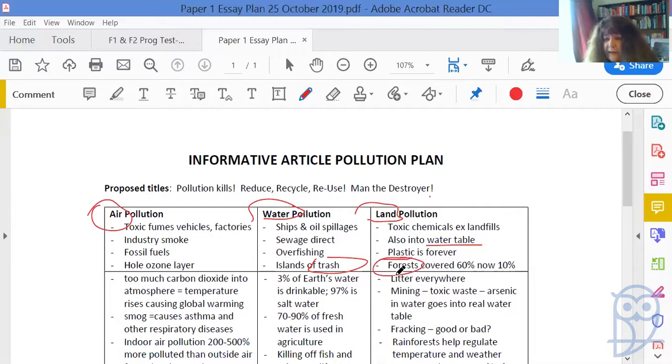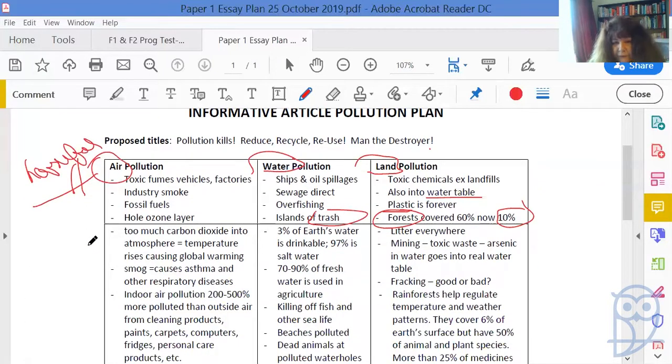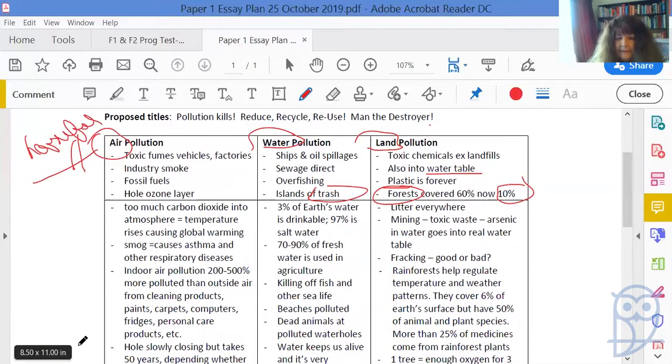And forests that covered 60% of the planet now only cover 10% and are getting cut down day by day. And trees are the only thing that stop the carbon dioxide, isn't it? Right, so there's some of the items you can look about. It says, what's harmful? That was the harmful things. Now, they ask you about the effects of those. So make some notes underneath on the effects.